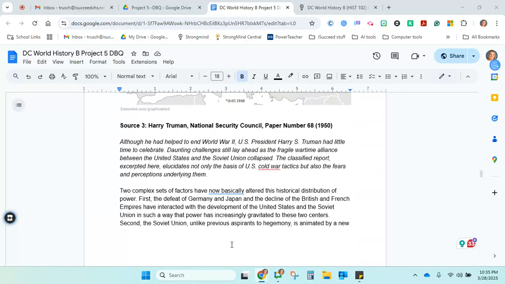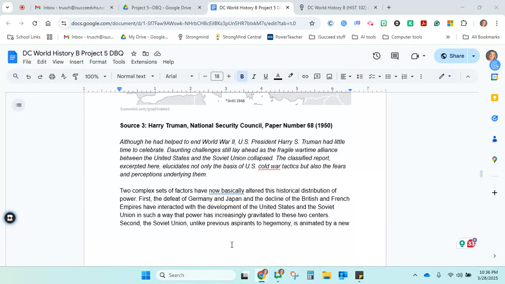All right, source three, Harry Truman, National Security Council, paper number 68 in 1950. Although he had helped to end World War II, U.S. President Harry Truman had little time to celebrate. Daunting challenges still lay ahead of him as the fragile wartime alliance between the United States and the Soviet Union collapsed. Classified report, excerpted here, elucidates not only the basis of U.S. Cold War tactics, but also the fears and perceptions underlying them.